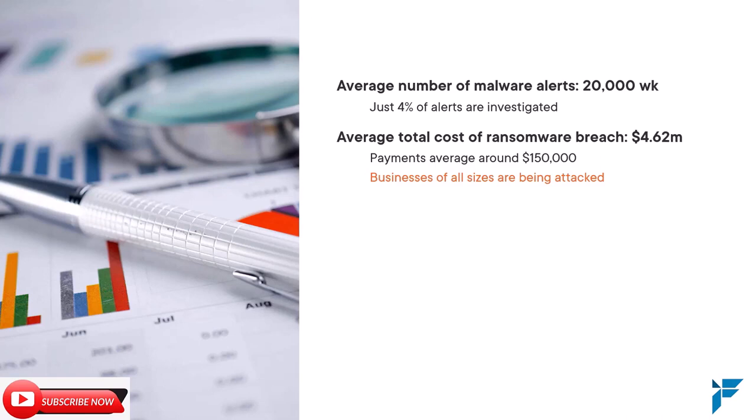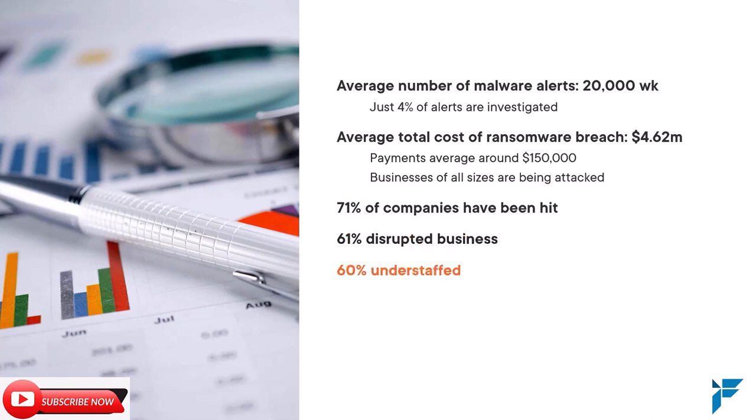Now, we also have the fact that 71% of the companies have been hit. Yeah, they've actually been hit. And 61% say that it's disrupted their business flow. So, yeah, it can cost us quite a bit. 60% say that they're understaffed to handle the investigation of malware. That kind of goes back to that whole 4% issue, right? Now, on average, we are seeing anywhere from 300 million pieces of malware, and we're actually starting to see a trend of about 44% increase year over year of that.